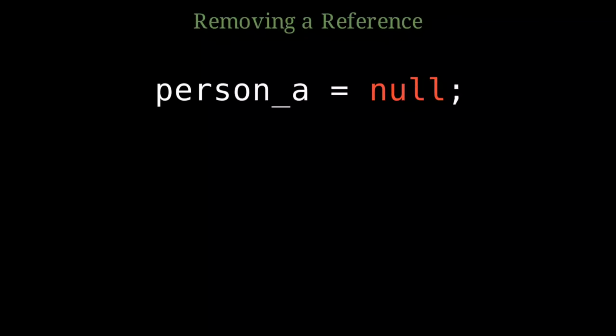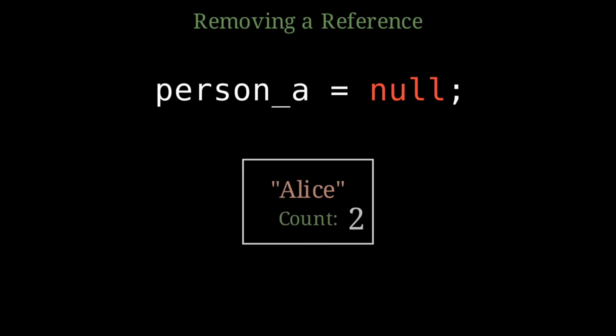Now let's remove one of the references. We set person_a to null. This destroys 1 reference to the Alice object. Watch the counter decrement from 2 to 1. The object still has 1 reference, so it stays in memory. Person_b can still access it. Nothing gets freed yet. Now we remove the final reference.